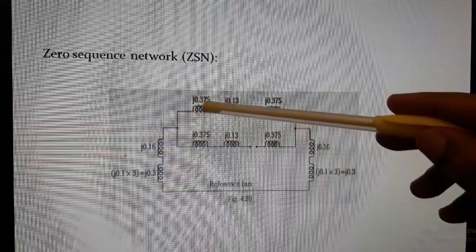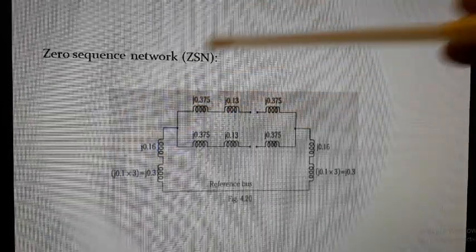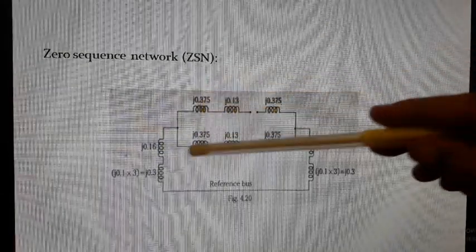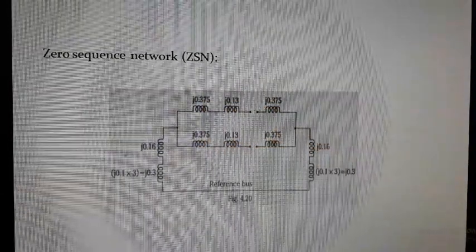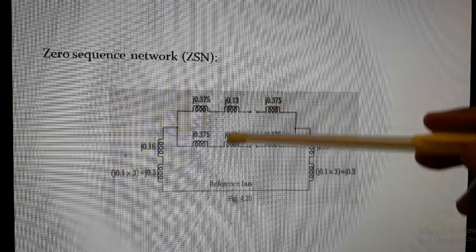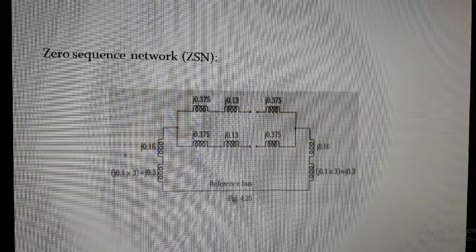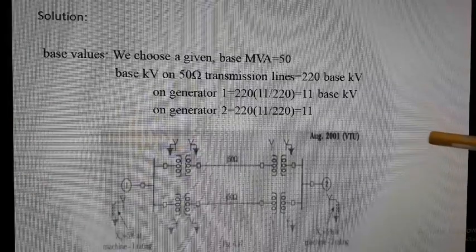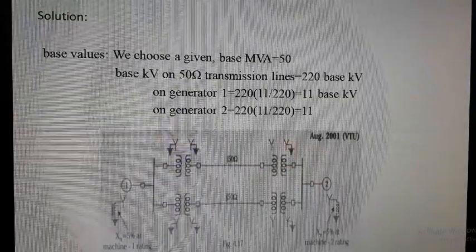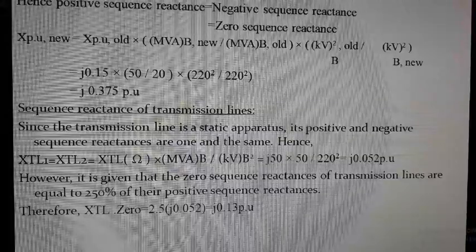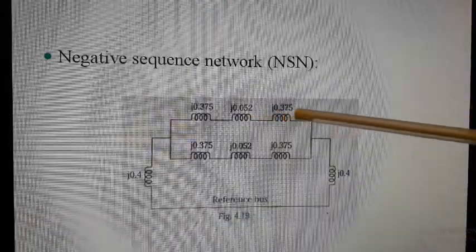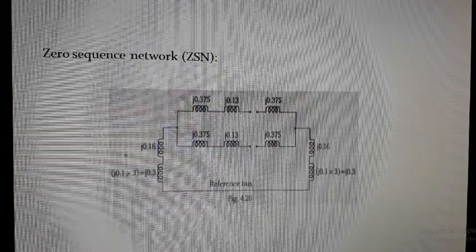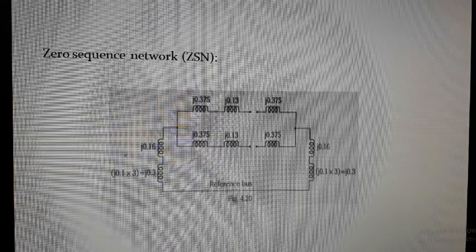Then comes the transformer. As I said, there is a flow of current from primary to secondary, as both are star neutral, so here also there is a closed circuit. Then the transmission line. But here there is an open circuit because the primary is just star, and there is no neutral grounded here. So that is replaced by an open circuit here. Then transformer T2, then comes the generator. So this becomes the zero sequence network.